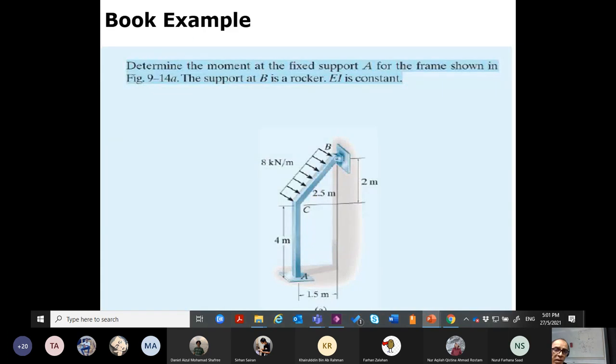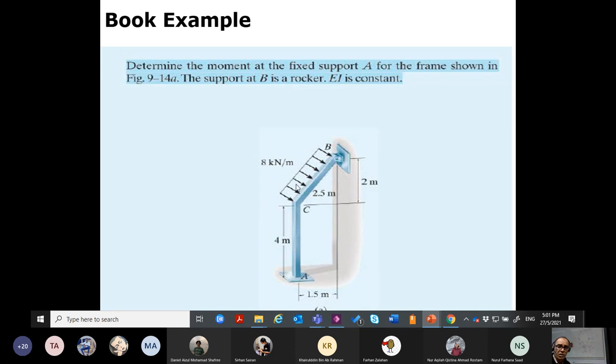So now determine the moment at the fixed support A, for the frame shown in this figure, which is from the book, 10th edition. The support at B is a rocker, EI is constant. This is the load which is applied perpendicular to this, so it is diagonal, not 45 degrees. This is 2.5 meter length and this is 2 meter length.